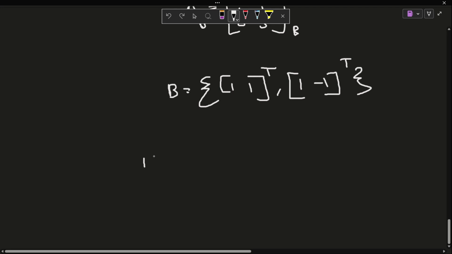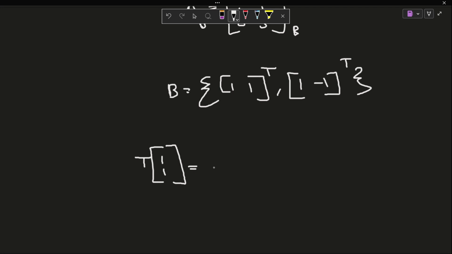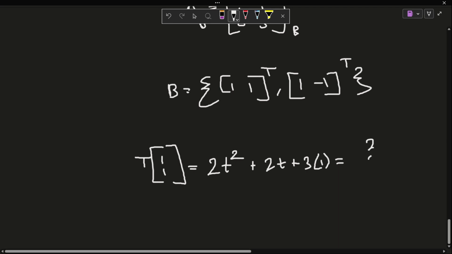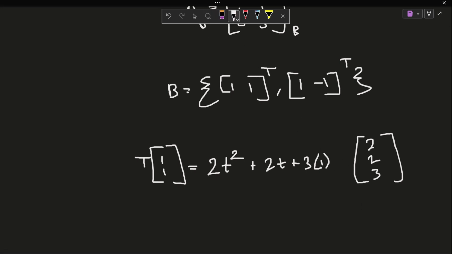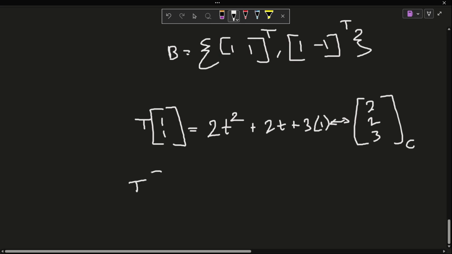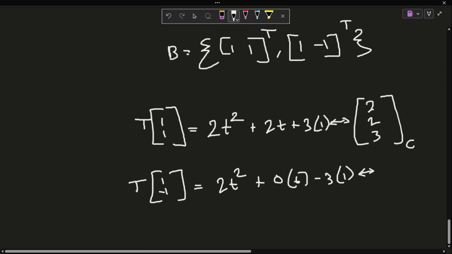So for this example, T of (1, 1), I'm going to plug that into our transformation. That's going to give us 2t squared plus 2t plus 3 times 1. And that's going to be (2, 2, 3) with respect to C. This should not be an equal sign, apologies. And then if we do the same thing for the other vector, that's going to be equal to 2t squared plus 0t minus 3 times 1.